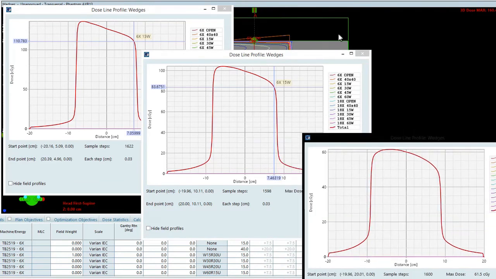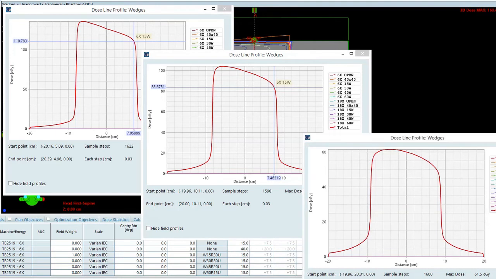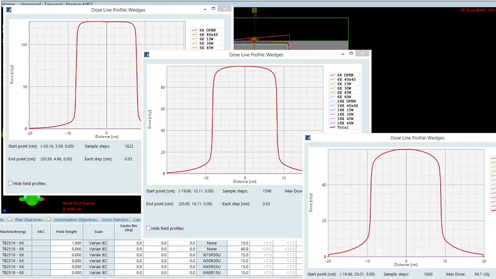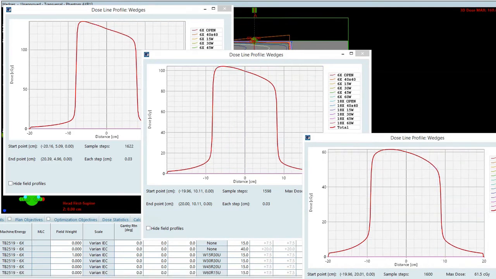Now, I'm going to change here and go between wedges. So first of all, let's go back to open field. So again, 5 centimeter deep profile, 10 centimeter deep profile, 20 centimeter deep profile. Let's go to the 15 wedge. You can see what happens. I get a nice sharp shoulder on the 5 centimeter, but if you go down to 20 centimeter, you can see how I'm getting rounded because scatter's filling in. Scatter is making the beam more uniform at depth because we get side scatter that compensates against the tilt of the isodose lines caused by the wedge.